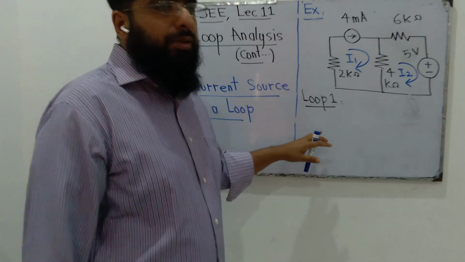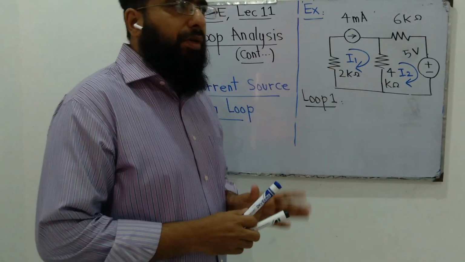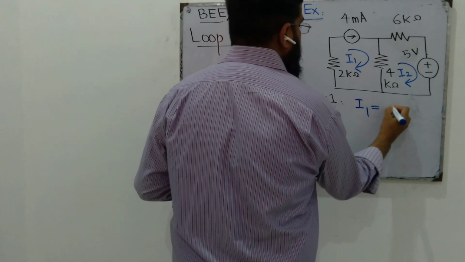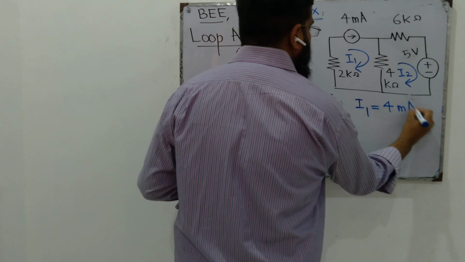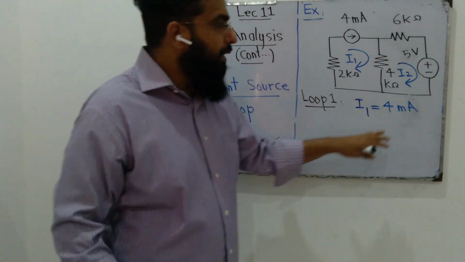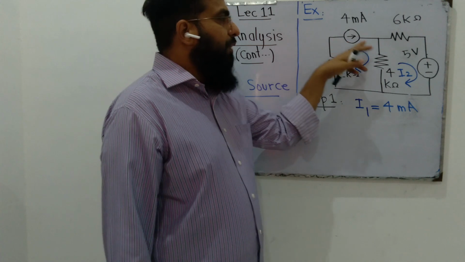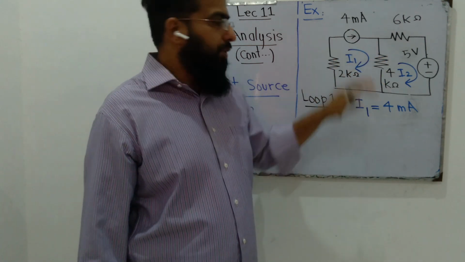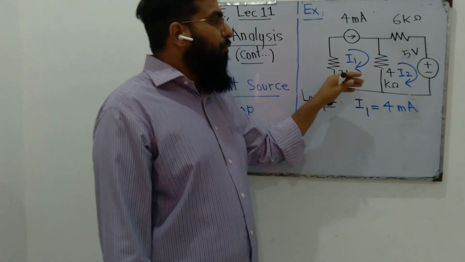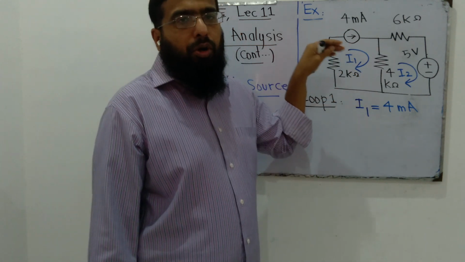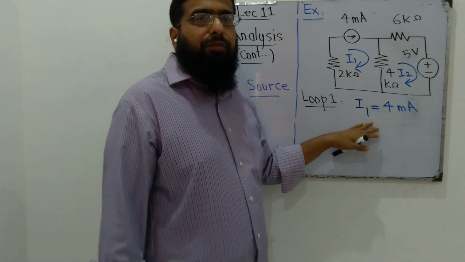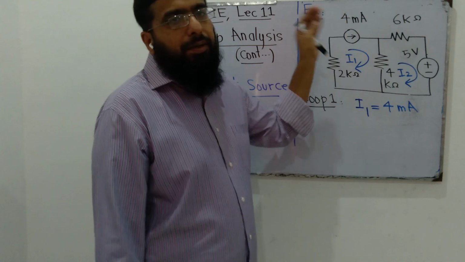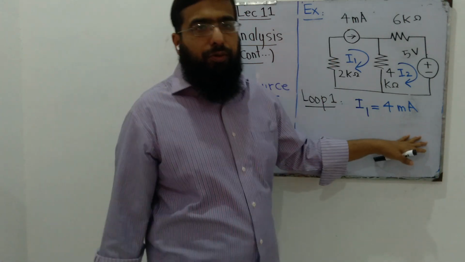For loop number 1, we have a current source having value 4 milliamperes. So we'll write I1 to be 4 milliampere. Why positive? Why not negative? Because the direction of I1, our assumed current, is the same as that of the 4 milliampere current source. Therefore, it's positive. If the directions were opposite to each other, we would write I1 is equal to minus 4 milliampere. So here they are all in the same direction, therefore I1 is equal to 4 milliamperes.